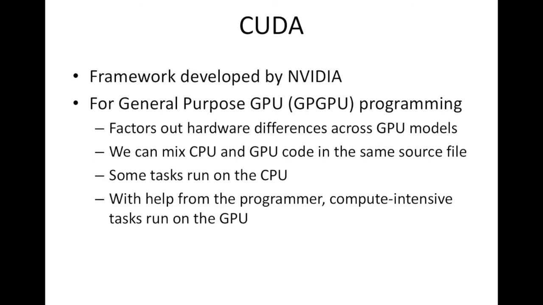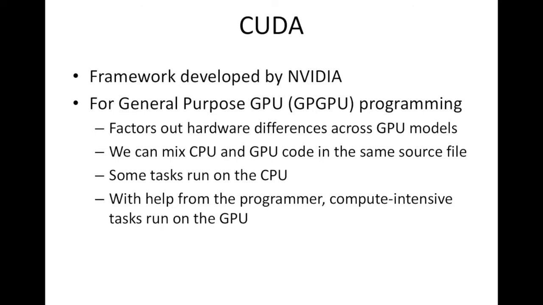One nice thing about CUDA is even though graphics cards are all different and they have different capabilities and a different number of parallel tasks they can handle, CUDA gives us a way of factoring out those little differences so that we can write one piece of code and it can target a bunch of different models of graphics processors.